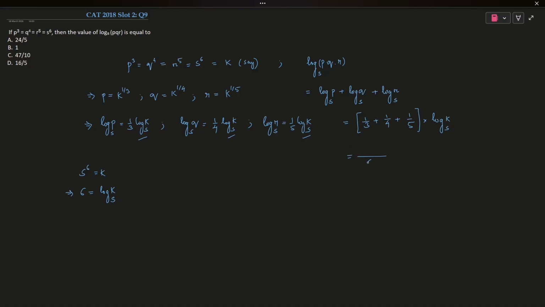So the LCM is 60, so 3 into 20, and 4 into 15, and 5 into 12, so that is 47. What is this? This one is 6, so 47 by 10 is the correct answer, guys. Okay, simple question. Correct answer is option C. Let's move on to the next question.